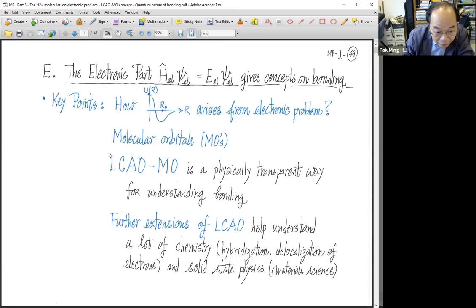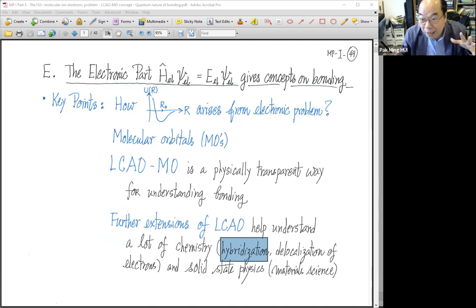Okay, it means the following: linear combinations of atomic orbitals, using this as the trial wave function for variation calculation. The end results are molecular orbitals, basically. With this idea, later on, we can extend it to understand a lot of chemistry, including what is hybridization. I think some of you have maybe heard of sp, sp2, sp3 hybridization. I hope at the end of this course, you have a better quantum mechanical sense of what they are.